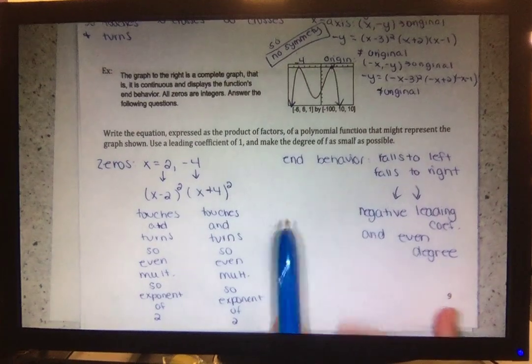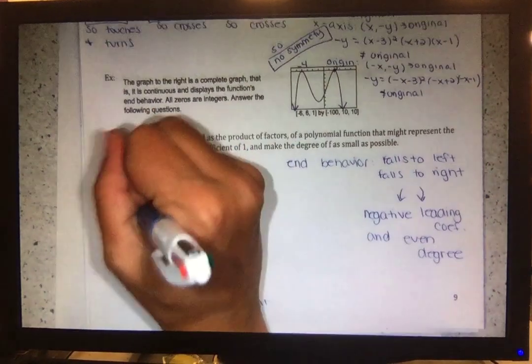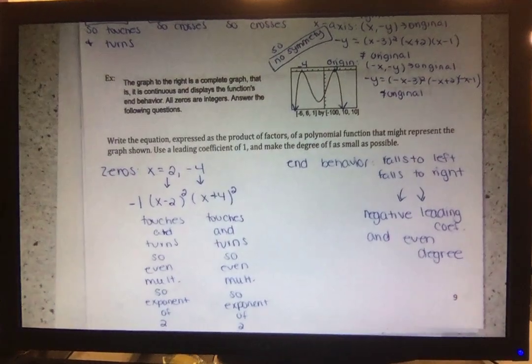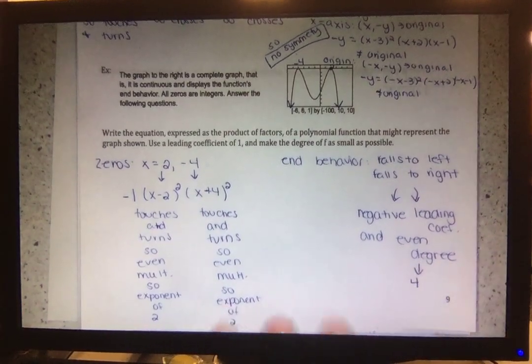So it said make our leading coefficient 1, but we know it has to be negative, so we can make it negative 1 out front. What's our degree of this thing if we were to multiply everything all out? x to the 4th. 4, good. So our degree is 4, which is even, so that's good to go.